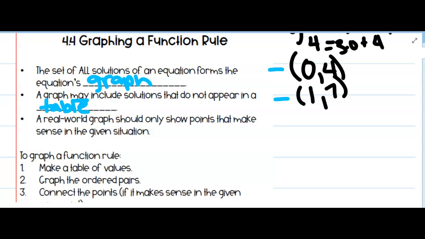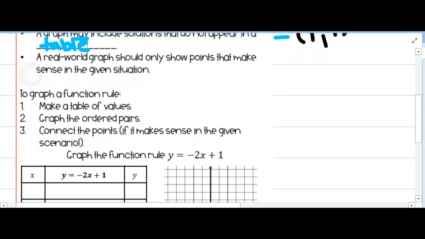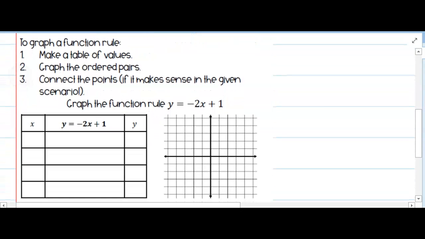Okay. Now we are also going to talk about real-world graphs. Now real-world graphs, and we'll talk about this at the bottom, they should only show points that make sense in the given scenario. So to graph a function rule, we're going to follow kind of similar steps for every single one of these. The first thing we're going to do is make a table of values. After we make a table of values, we're going to graph all of those ordered pairs. Then we're going to connect the points if it makes sense in the given scenario.